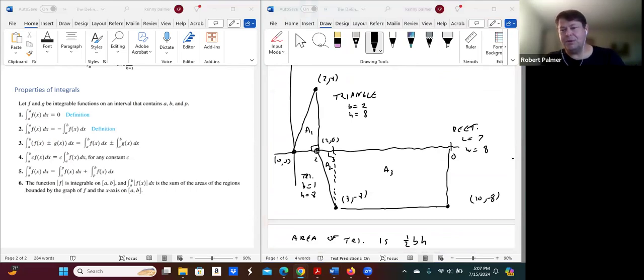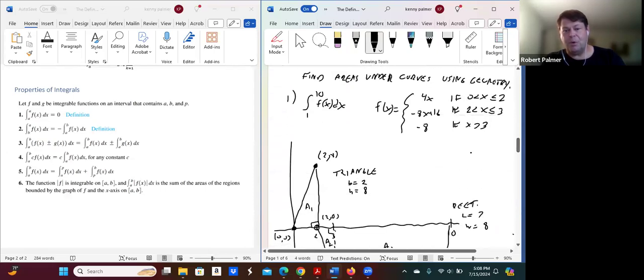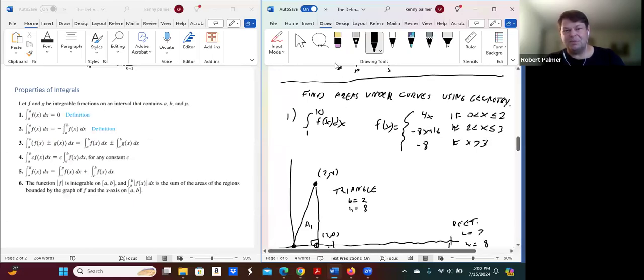I think I wrote it as 1 to 10. Let me change that then. Let me make it 0 to 10. It's easier to work with. If you did 1 to 10, that would work. This would be like a trapezoid and not a triangle. But let's make this 0 to 10.